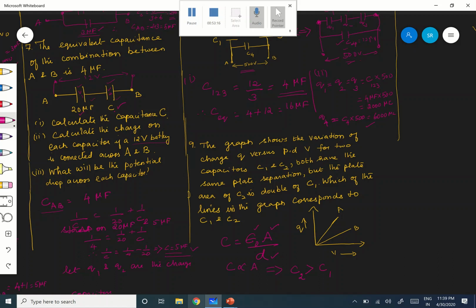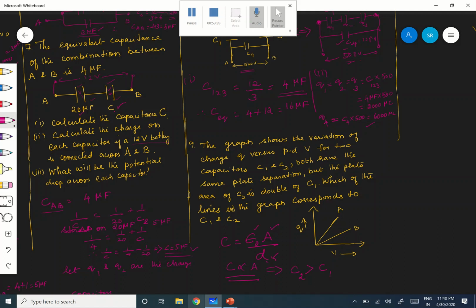Are you following? For that you should know the formula C is equal to epsilon naught A by D. D is the same for both, given both have the same separation. Epsilon naught is the same, so both are constant. Therefore, C is proportional to A. Proportional to A means more A, more C. Which is having more A? C2. Therefore, C2 is more than C1. First you should know this.